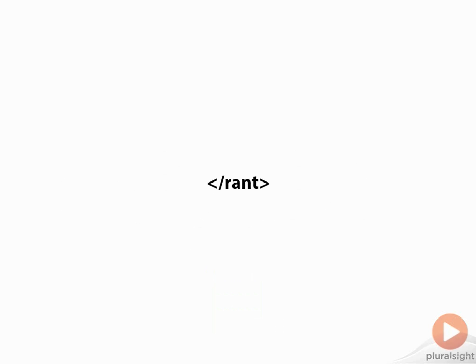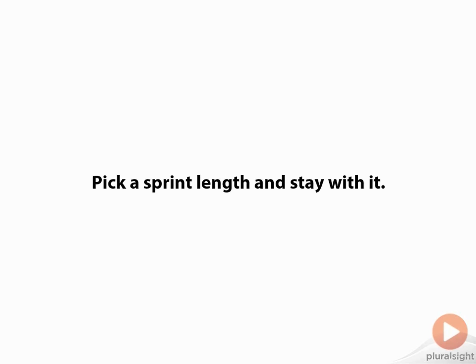So make sure that you have a predictable cadence so that you can train your stakeholders to know that you're going to be delivering software on a very regular basis. They know it's coming. They know when it's coming. It's not a surprise. And that's the end of my rant. So, bottom line, pick a sprint length and stick with it. Now, how do you choose that sprint length?